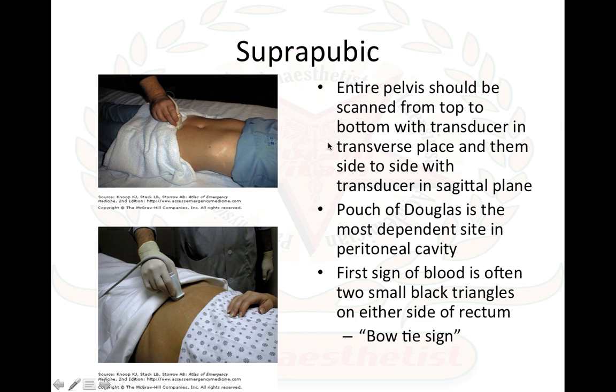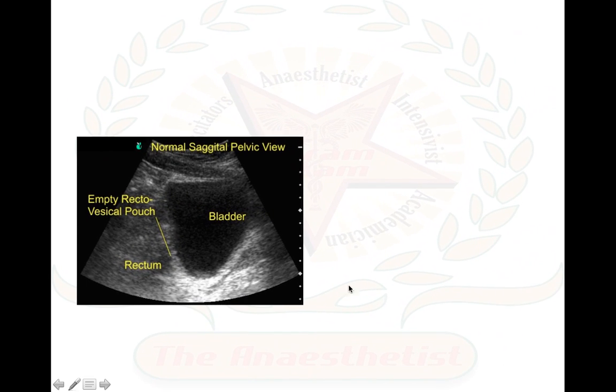We have to look in the pouch of Douglas for any fluid. If you find some fluid, black fluid in the cavity, then there is some blood. Sometimes there is physiological fluid also, but it is a very small amount. The first sign of blood is often two small black triangles on either side of the rectum. That is called the bow tie sign.